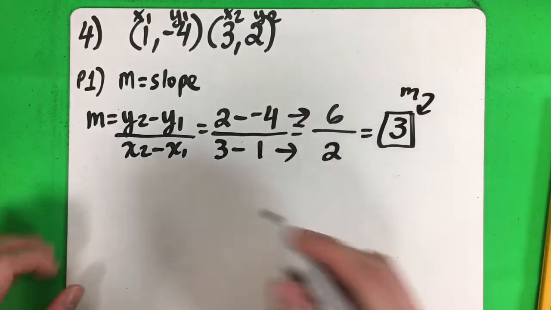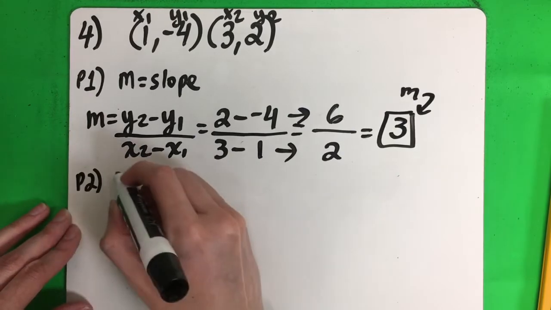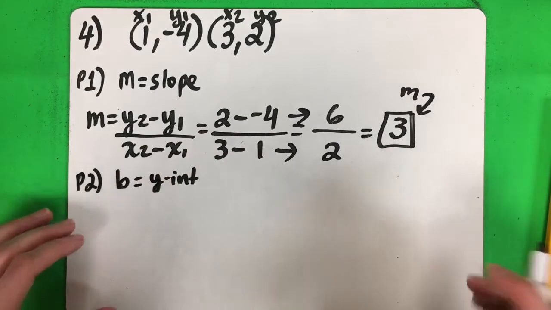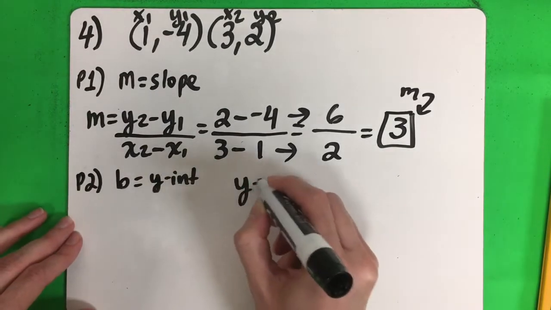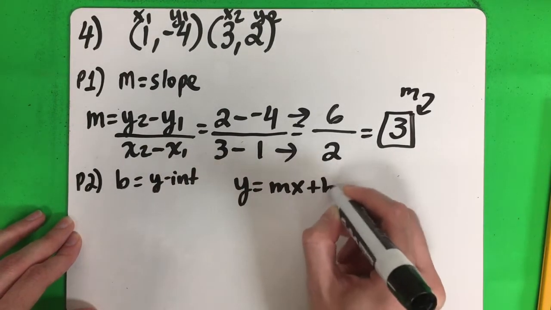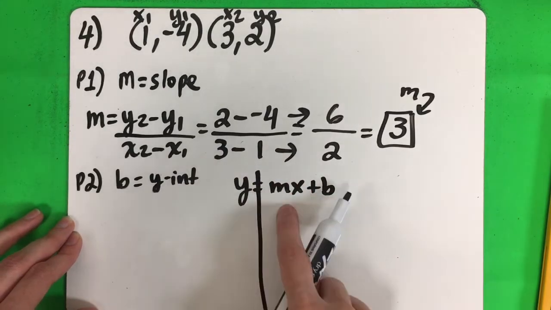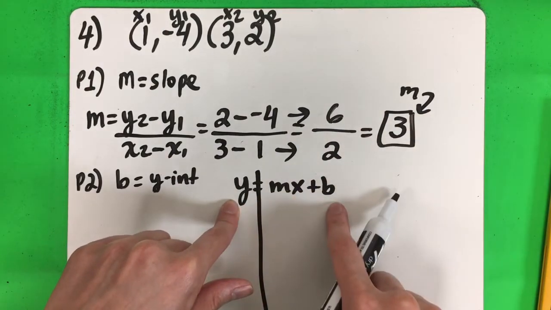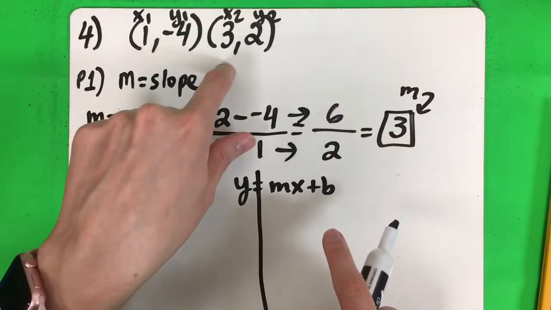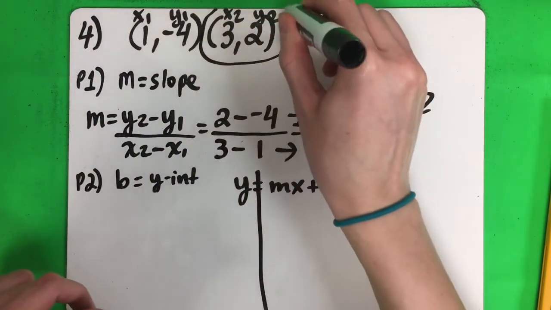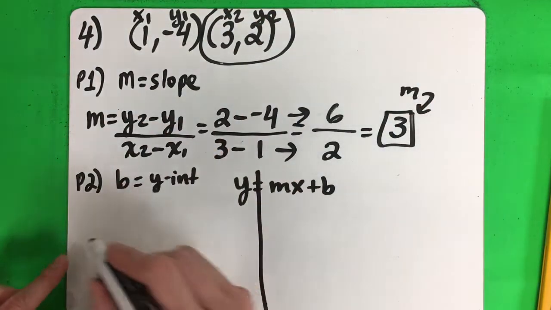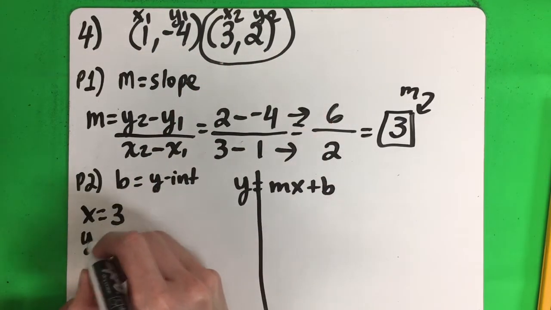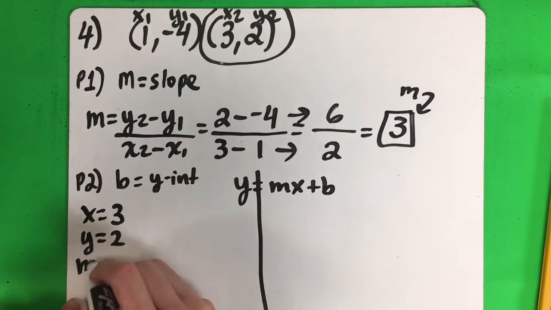So I got m. Part 2, I need to find b, which is the y-intercept. And that's an easy thing to do. You do y equals mx plus b, and we're going to put the numbers inside. So I have m. Now I need an x and a y to find b. I'm going to pick one. I'll pick this one. Okay? So my x equals 3, my y equals 2, and my m equals 3.